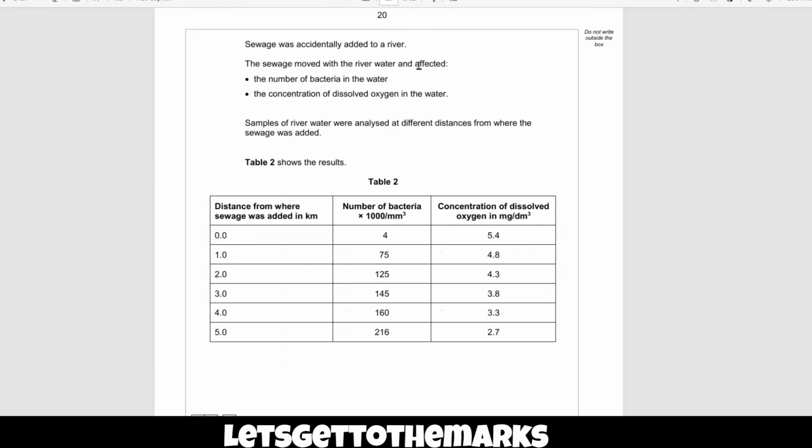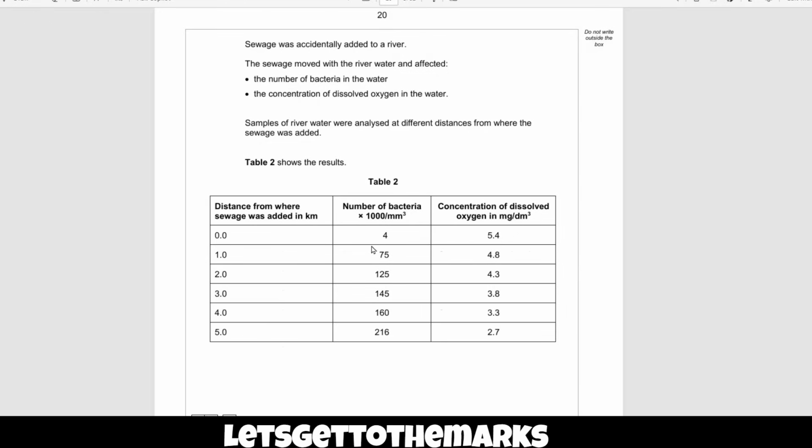Sewage was accidentally added to the river. The sewage moved with the river and affected the number of bacteria in the water. So sewage affects bacteria in the water, the concentration of oxygen in the water. Samples of the river were analyzed at different distances from the sewage. So we got 0 meters from the sewage, we got 4 times 1,000 bacteria per millimeter cubed, oxygen concentration 5.4. And then as we get further from the sewage, the number of bacteria is increased. So we've got 216,000 per millimeter cubed. And the oxygen concentration has gone down.